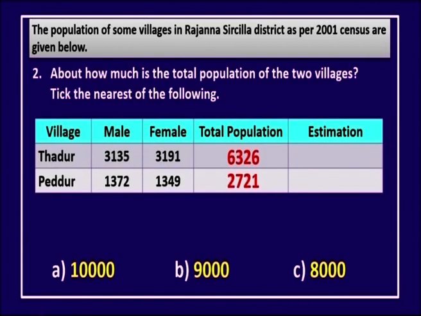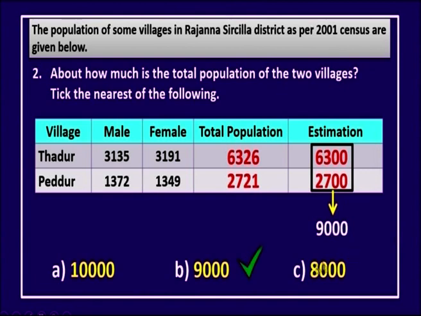Now let us see what is the total population of two villages nearest to these options. Okay, so 6,326. So what is the nearest value for this, children? Approximated to hundreds, it is 6,300 approximately, and here 2,700 approximately. Now add these two, children. How much do you get? 0 plus 0, 0, 0 plus 0, 0, 3 plus 7, 10. So 0, 1. That means 9. On adding these two numbers, we get 9,000. So which is the correct option, children? Yes, option B, that is 9,000 is the correct answer.